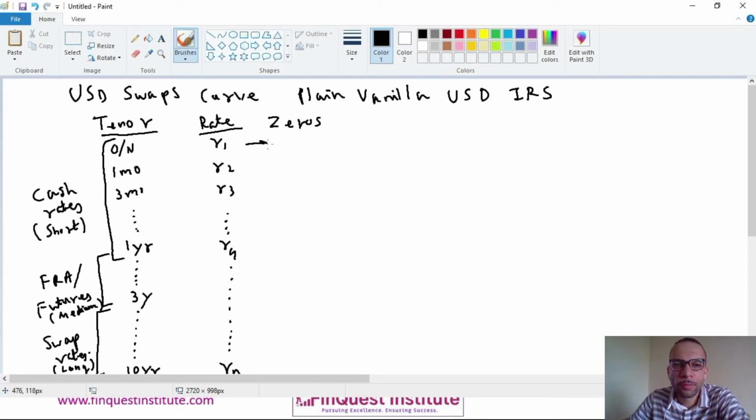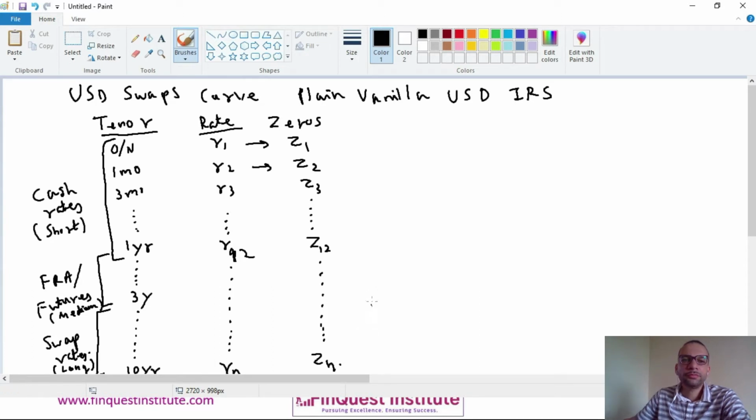So moving from R1 to Z1. Let's say I call my zeros Z1, Z2, Z3, say we'll call this maybe Z12 and Zn. Now in order to arrive at these rates, up till 1 year, it's not a problem. These are cash rates, so you directly equate them as zero rates. So up till 1 year, your problem is solved.